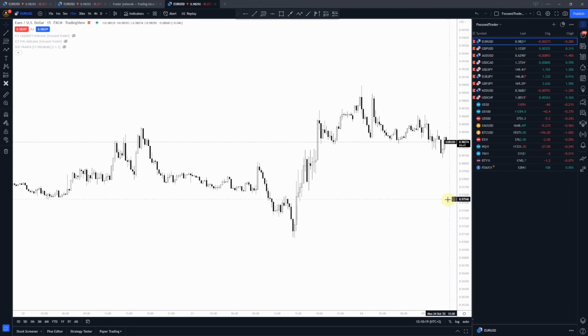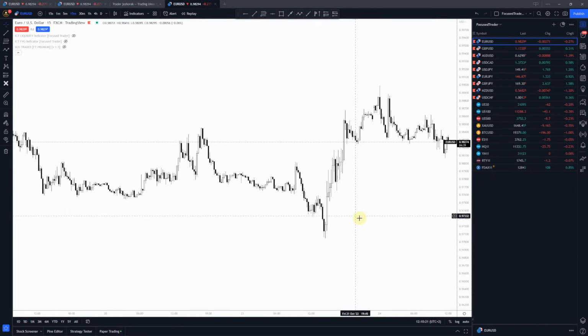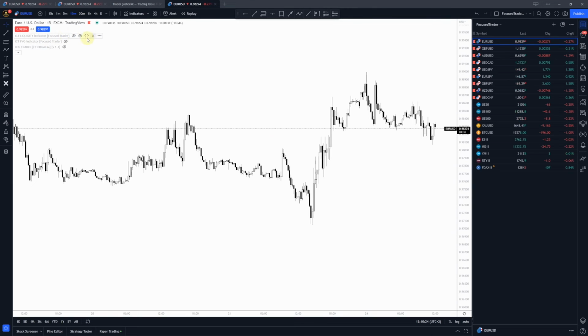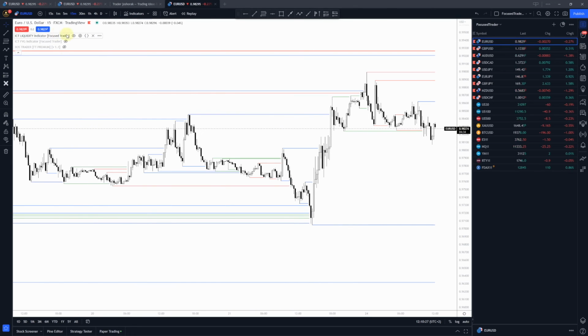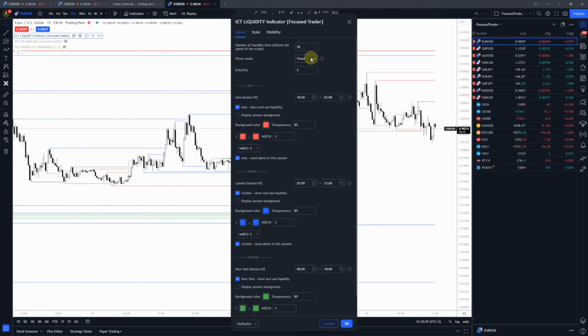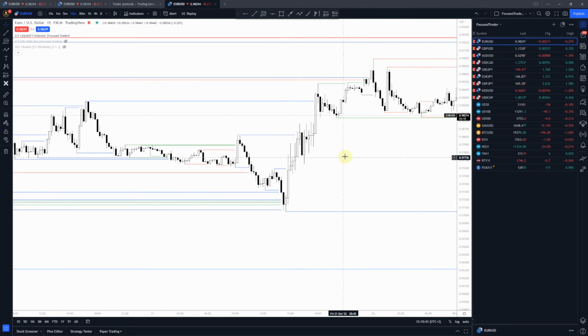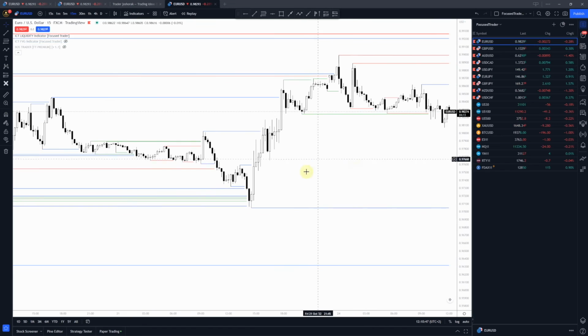and let me show you another way we can use to draw these sorts of liquidities. So I will turn on the indicator that we created, and I will go to settings. I have fixed mode, and I have the setting of pivot highs and lows for 5. So right now don't focus on all these settings, because there are 4 sessions, and I have a video about this indicator.